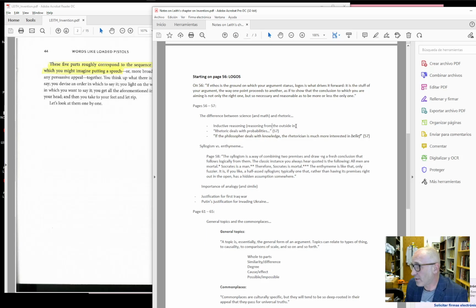And that is not necessarily scientific knowledge. I mean, that is an anecdotal belief. It's a belief based in anecdote, based in everyday reasoning about your experience. So again, that's kind of the realm of rhetoric. It deals with probabilities, as Leith says on page 57. And on 57, Leith says if the philosopher deals with knowledge, the rhetorician is much more interested in belief.